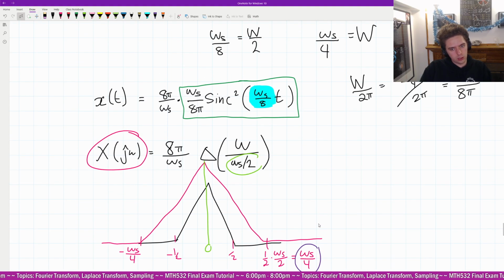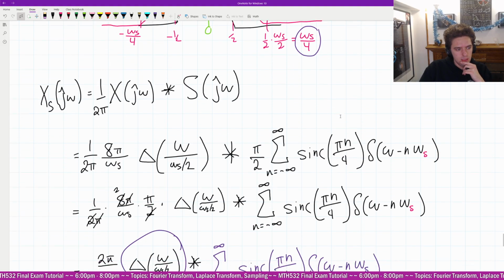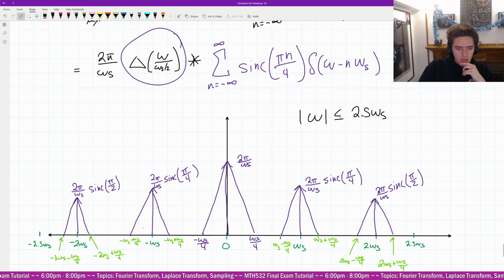Because our stretch is ws over 2, the original triangle goes from a half to negative a half. So now you multiply that by ws over 2. So it's going to be ws over 4, negative ws over 4. Okay, that's my answer.